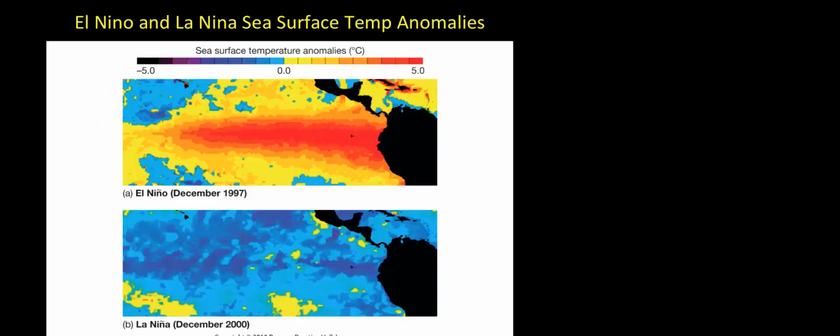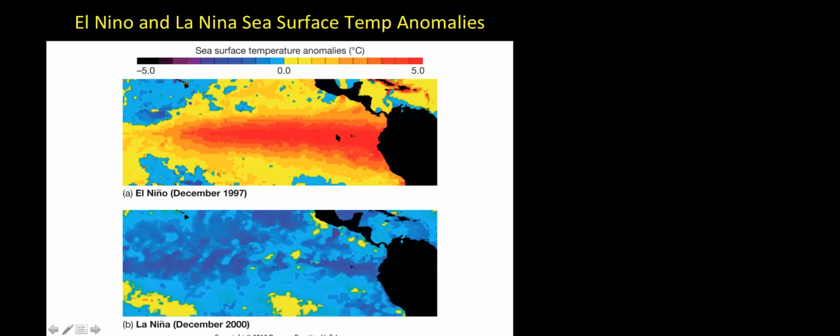The other thing that really affects temperature on a year-by-year basis is El Nino. And I'm sure everyone's heard of El Nino. It gets talked about in the news a lot. And all that El Nino is, is this oscillation of warm water down in the tropical Pacific Ocean.